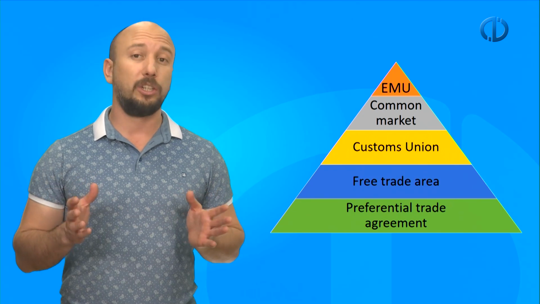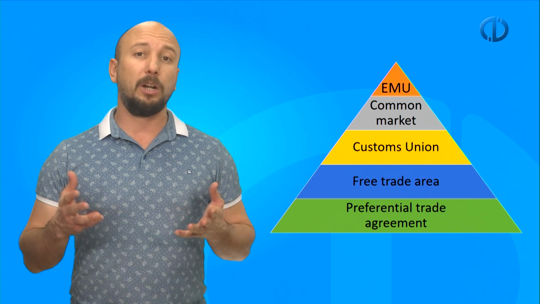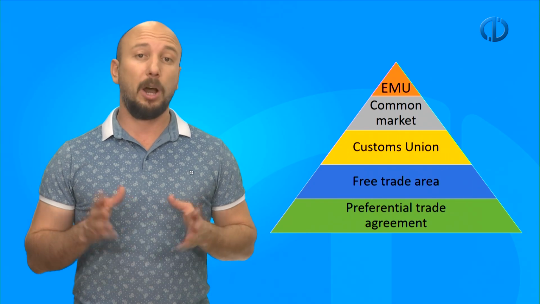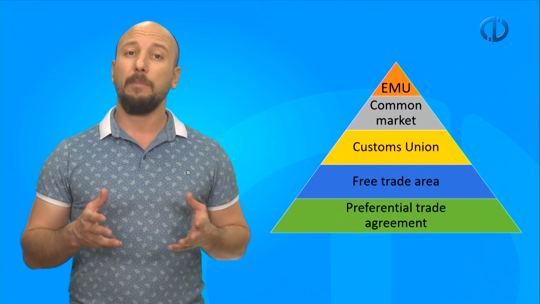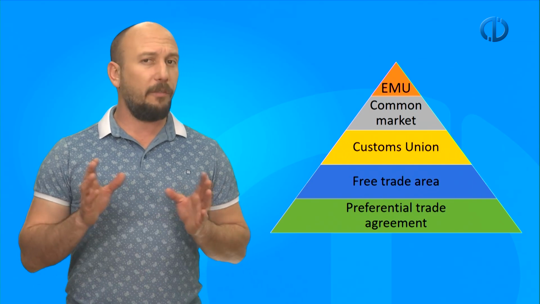The third stage or type of economic integration is customs union. Member countries of a customs union abolish all the trade restrictions among themselves and implement a common external trade policy in the third countries. The fourth stage or type of economic integration is common market. All the trade restrictions are abolished among the member countries. In addition to the free movement of goods, free movement of services, labor, and capital are also achieved.